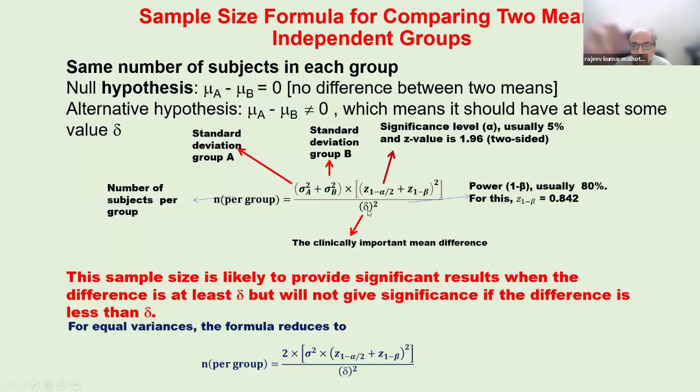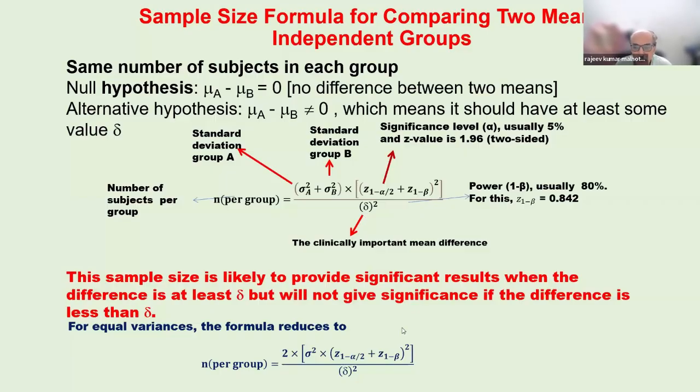So clinically important difference is the mu A minus mu B difference. If it is not equal to 0 under the alternative hypothesis, then it may be some value that is called clinically important difference, or we say a delta value for clinically important difference. So delta is equal to mu A, that is, the mean of population A minus the mean of population B, squared. So this is the formula for calculating the sample size for two means.